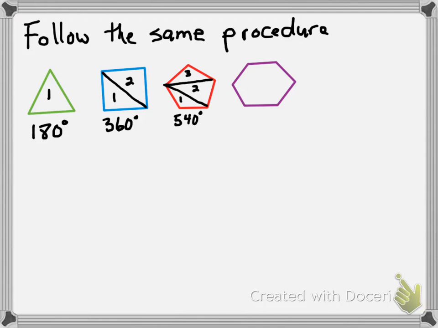And the same thing with the hexagon. I'm just drawing my lines out until I don't have any more corners to go to. And I see that I have 4 triangles, which at 180 apiece is 720 degrees inside of a hexagon.